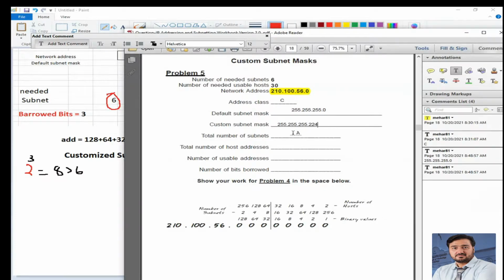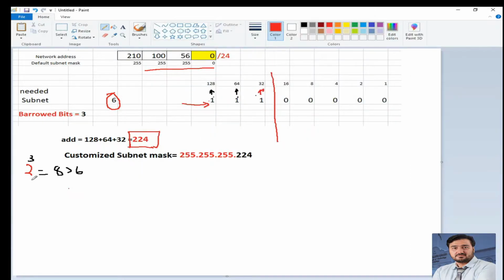Now the total number of subnets. How many subnets based on this value? 2 power 3 means 8. So the total number of subnets you can make is 8. But our needed subnet is 6. That is acceptable. It should be greater than or equal to 6.